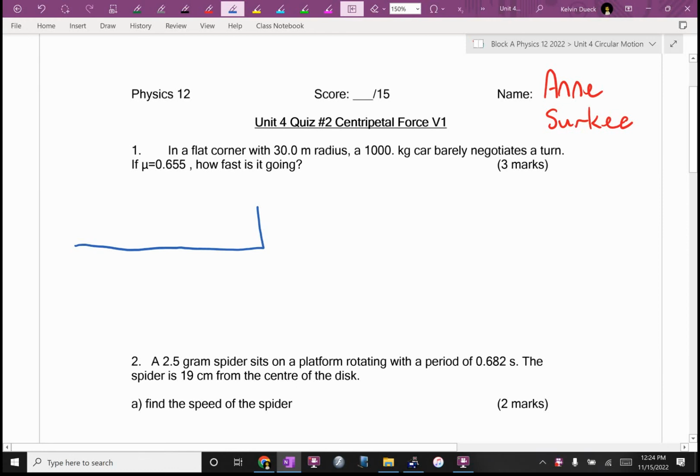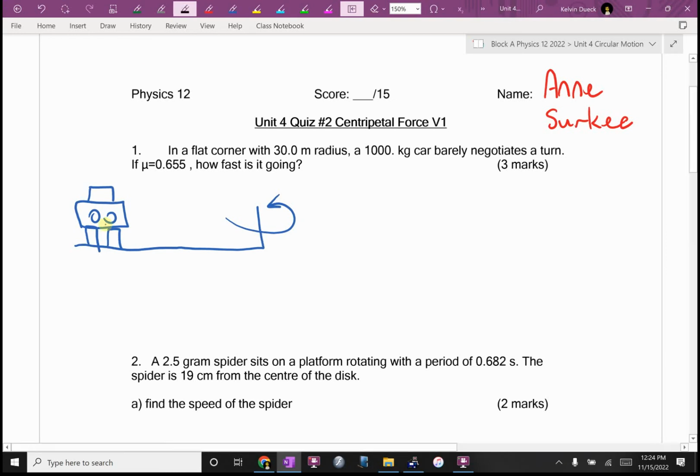What I drew was a front view. I said you wanted to imagine the car coming out of the page towards you, going around the center of the circle like that. That made it a way easier free body diagram. No, Alex, you don't have to draw the car. You could just put a dot there. But this is just to help you visualize what I'm talking about.